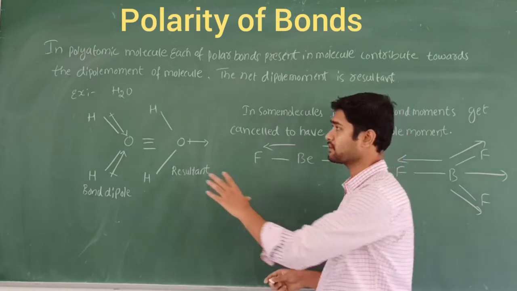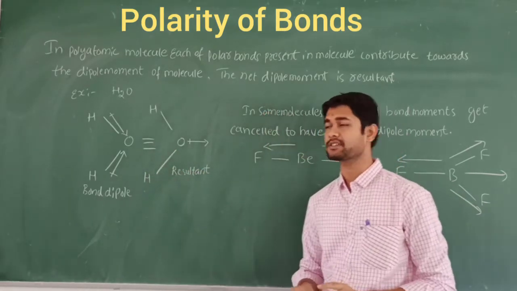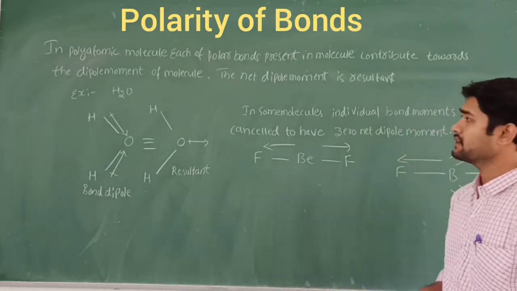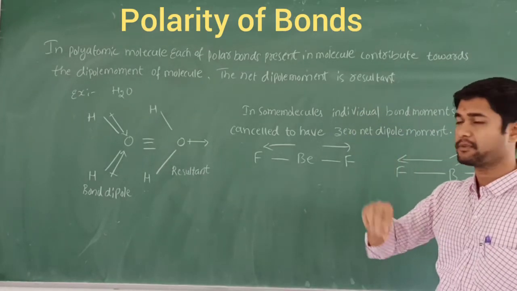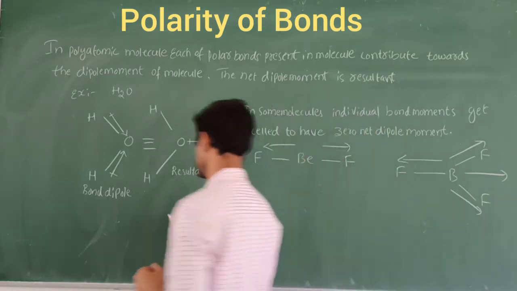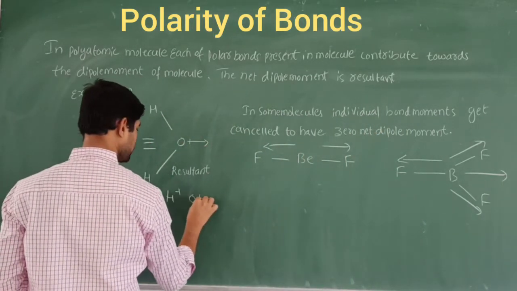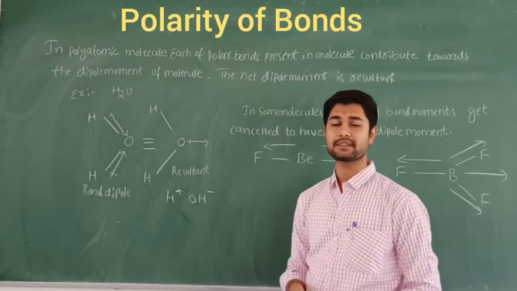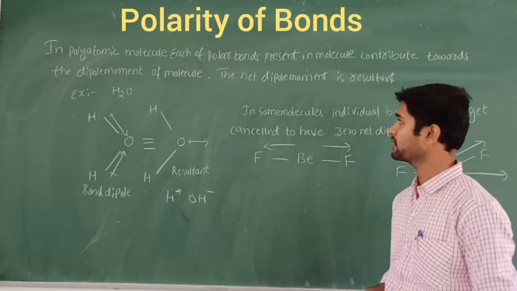If you take the example of the water molecule, you will understand this. This is a polyatomic molecule, so each of the polar bonds will exist as a pair, because we write water as H+ and OH-. So this is also an example of a polar covalent bond. Water always has polar covalent bonds.